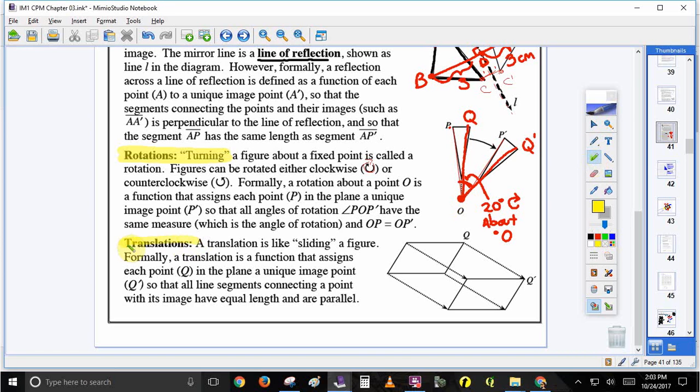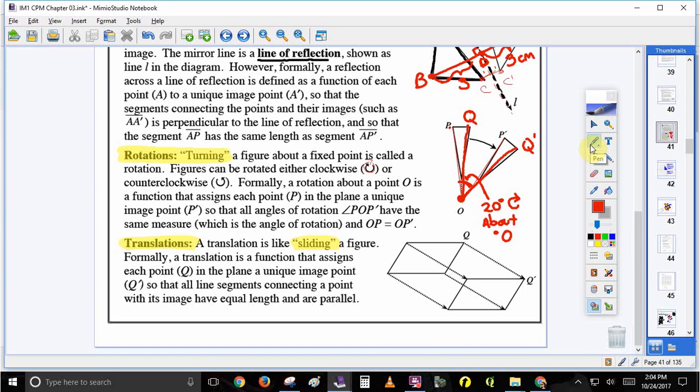Translations are probably the simplest transformation. A translation is just sliding a figure. So nothing rotates, nothing flips. We're just going to slide it. Up stays up, down stays down, left stays left, and right stays right. A translation is a function that assigns each point Q in the plane a unique image point Q prime, so that all line segments connecting a point with its image have equal lengths and are parallel.